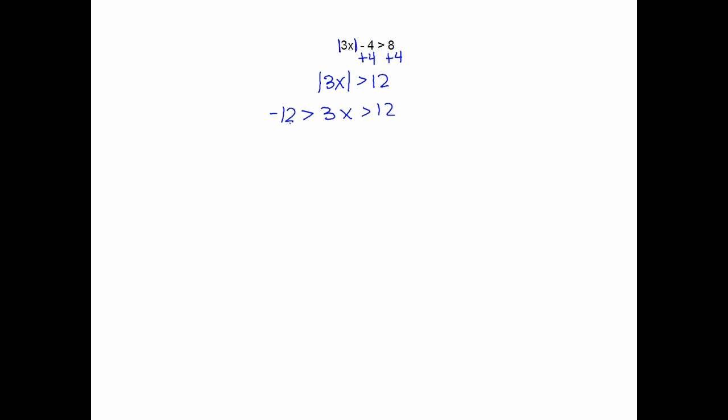What happens now is we're going to divide by 3 on every side. That equals 1, so I'm left with x. Hold on to my symbols. 12 divided by 3, that's 4. Negative 12 divided by 3, that's a negative 4. So let's go ahead and graph this out.